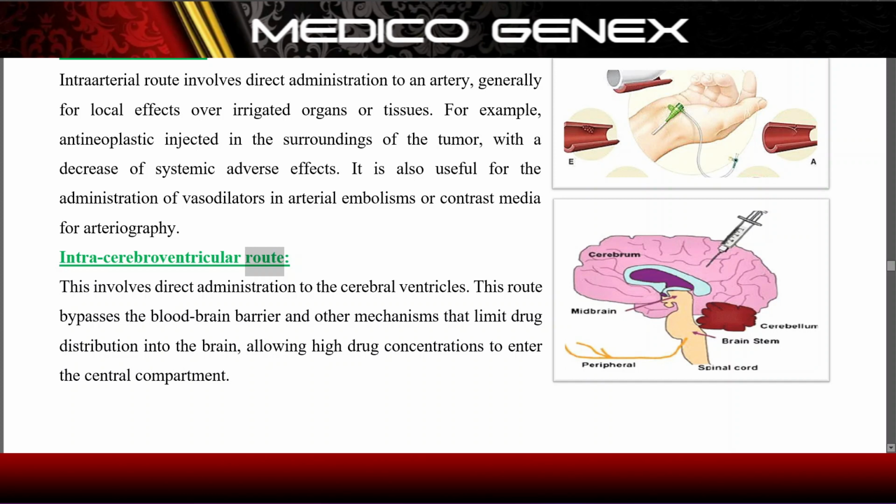Intracerebroventricular route. This involves direct administration to the cerebral ventricles. This route bypasses the blood-brain barrier and other mechanisms that limit drug distribution into the brain, allowing high drug concentrations to enter the central compartment.